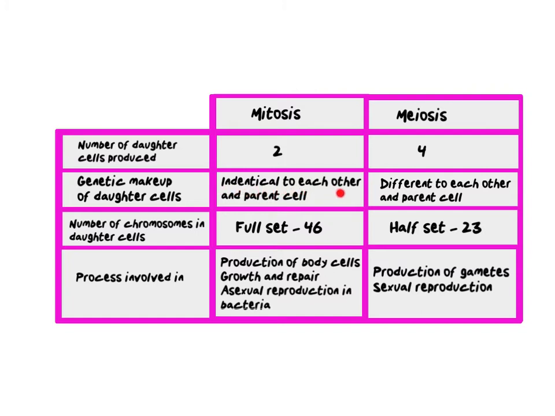As for genetic makeup, in mitosis each daughter cell is identical to each other, and it's also identical to its parent cell. The number of chromosomes in meiosis is a half set, so 23 chromosomes, and in mitosis you have a full set of chromosomes, 46, identical to the parent cell. Meiosis is used, as I said, in the production of gametes in sexual reproduction. Mitosis is used for production of body cells, growth and repair, and it's also seen in asexual reproduction in bacteria.